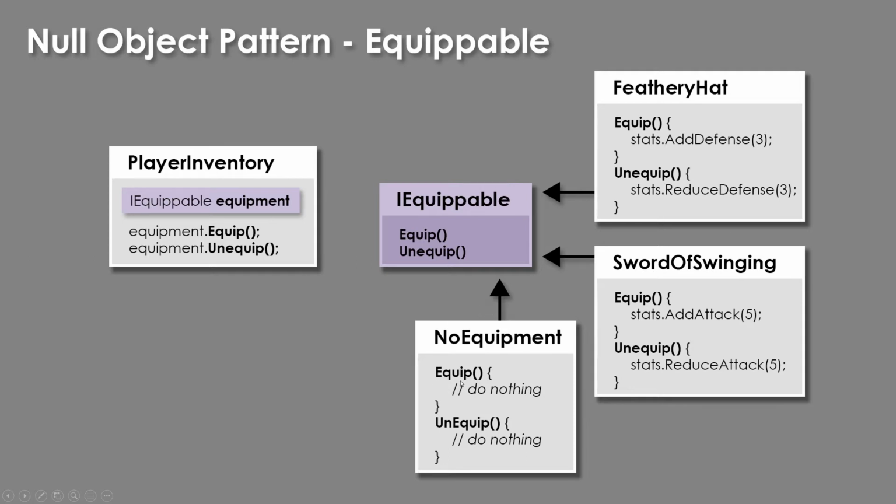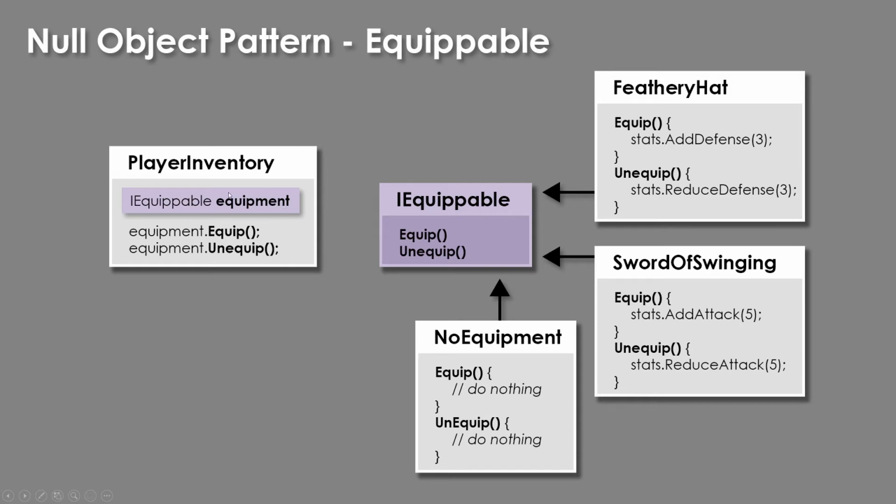And when we call equip, we're going to do nothing. And when we call unequip, we're also going to do nothing. The reason that this is valuable is because now in our player inventory, we could have a current equipment, and it is a type of IEquipable, meaning that we know for sure that all IEquipables can equip and unequip. So we can slot in a feathery hat into our equipment, we can slot in a sword of swinging, and we can slot in our no equipment.